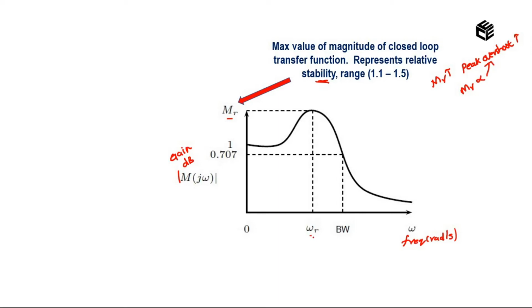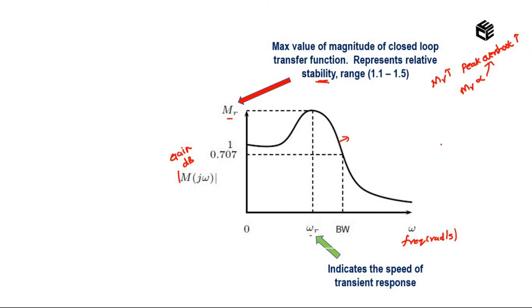Next is resonant frequency. Resonant frequency is the frequency at the resonant peak value, and this indicates the speed of the transient response. So the speed of the transient response is indicated with the help of this resonant frequency.